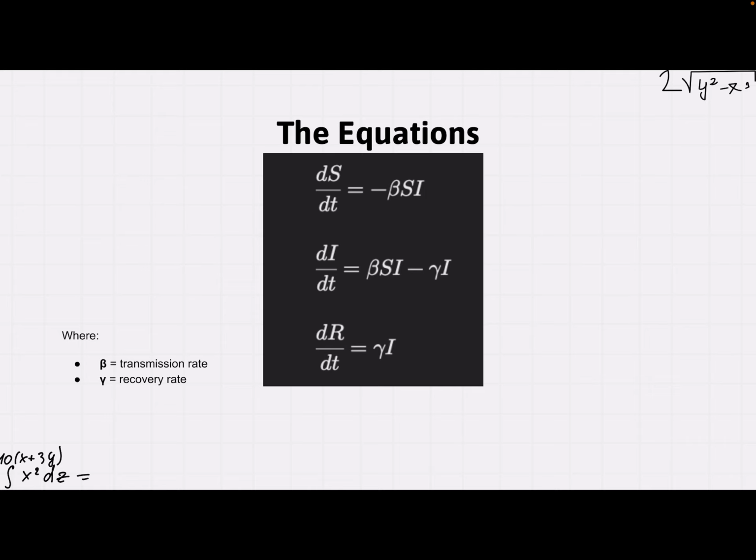Two key parameters control the dynamics. Beta is the transmission rate, how easily the disease spreads, and gamma is the recovery rate, how quickly people recover and leave the infected group. Together, they determine how fast the disease moves through a population.